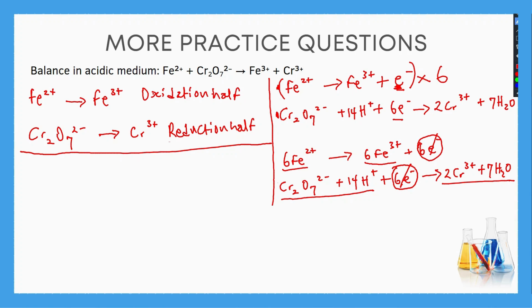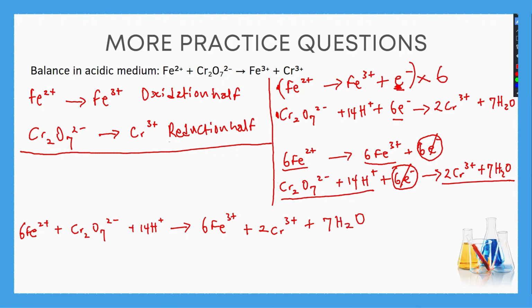Doing that, we have 6 Fe²⁺ plus Cr₂O₇²⁻ plus 14H⁺ yielding 6 Fe³⁺ plus 2Cr³⁺ plus 7H₂O. This is our final balanced redox reaction.